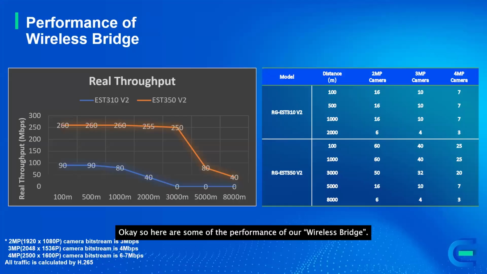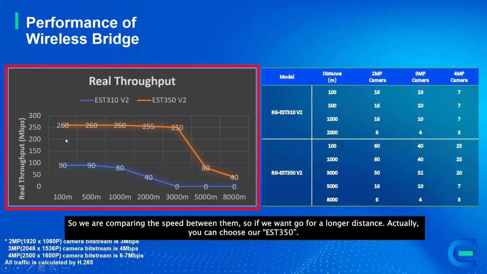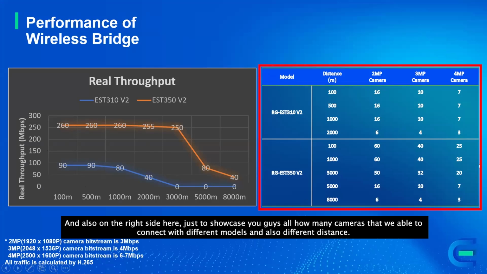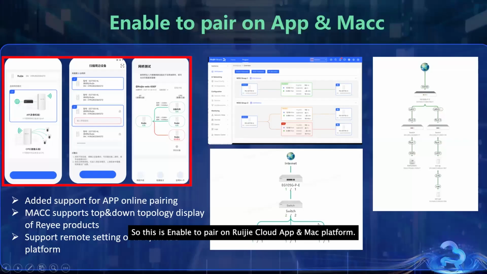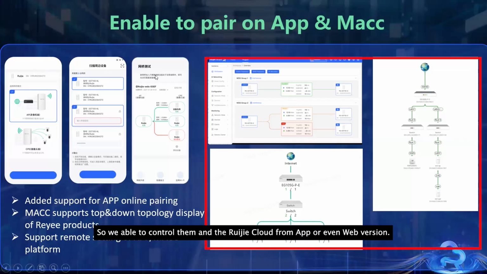Okay, so here are some of the performance figures of our wireless bridge. We have these two models, 310 and 350, and we are comparing the speed between them. If you want to go for a longer distance, you can choose our 350. On the right hand side, just to showcase, you can see how many cameras we are able to connect with different models and different distances. This can be paired on the app and also on our Ruijie Cloud app, the Mac platform. We are able to control them on Ruijie Cloud from the app or even the web version.